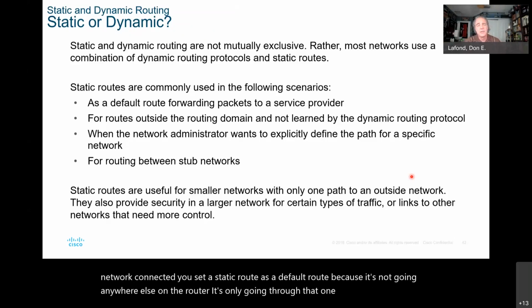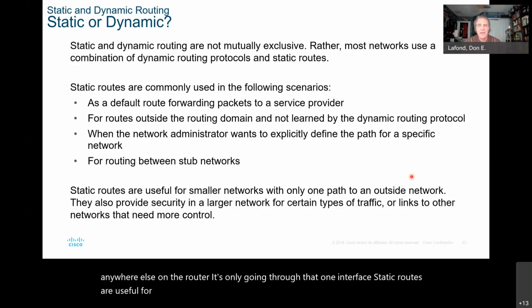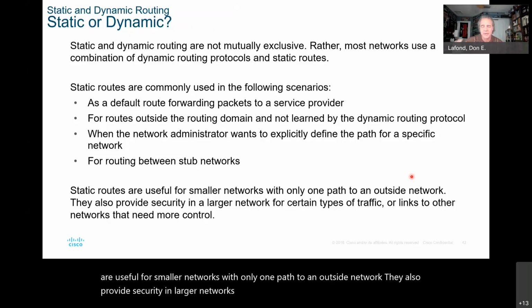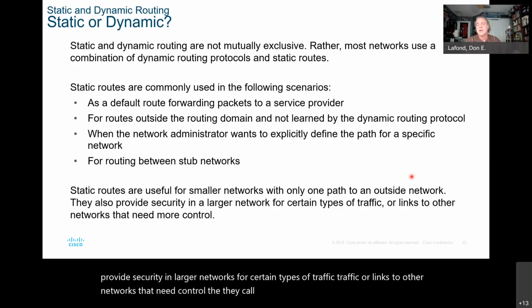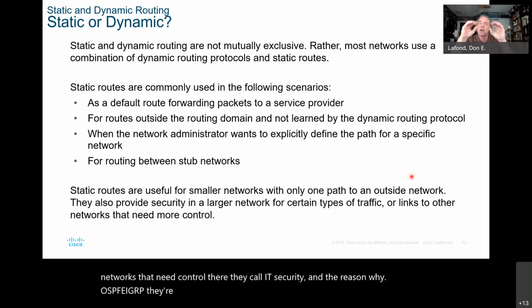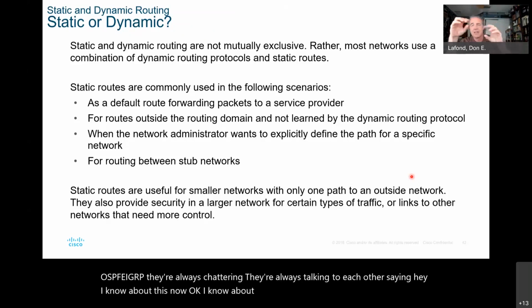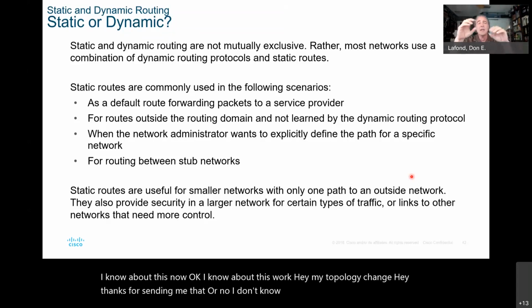Static routes are useful for smaller networks with only one path to an outside network. They also provide security in larger networks for certain types of traffic or links to other networks that need control. They call it security, and the reason is that OSPF and EIGRP are always chattering. They're always talking to each other saying, hey, I know about this network. Hey, my topology changed. Hey, thanks for sending me that. Or no, I don't know that, send it to me. So they're always chattering.